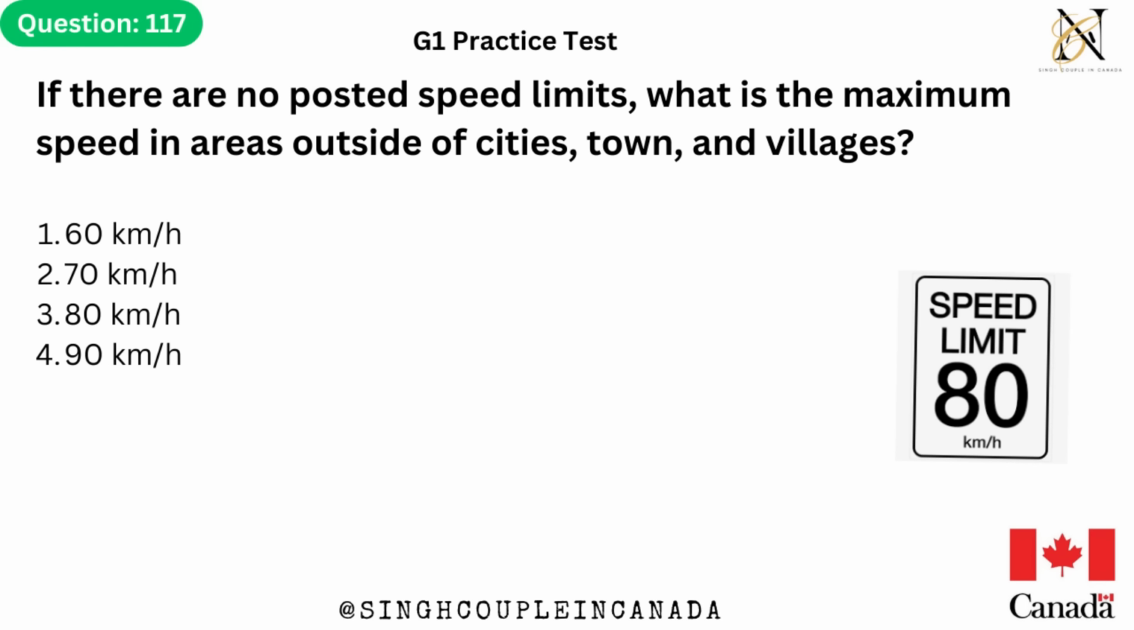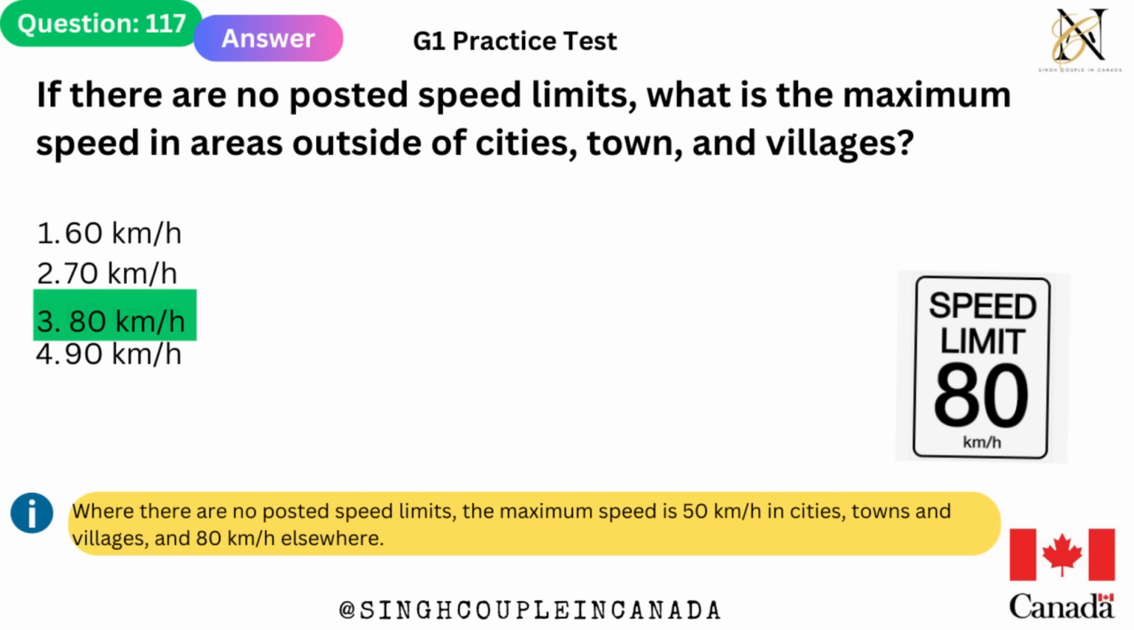If there are no posted speed limits, what is the maximum speed in areas outside of cities, towns, and villages? 1. 60 km per hour. 2. 70 km per hour. 3. 80 km per hour. 4. 90 km per hour. The answer is 3. 80 km per hour. Where there are no posted speed limits, the maximum speed is 50 km per hour in cities, towns and villages, and 80 km per hour elsewhere.